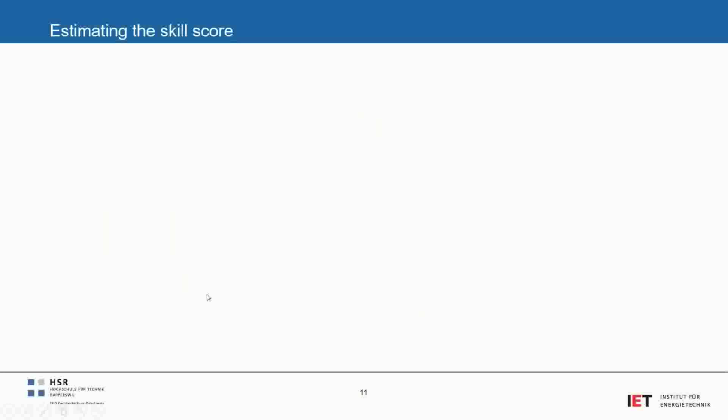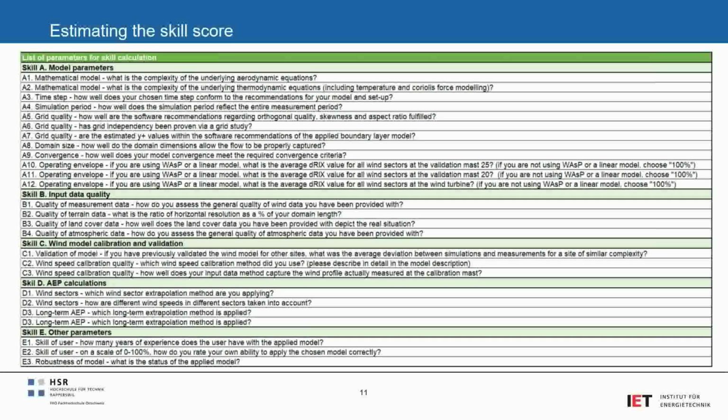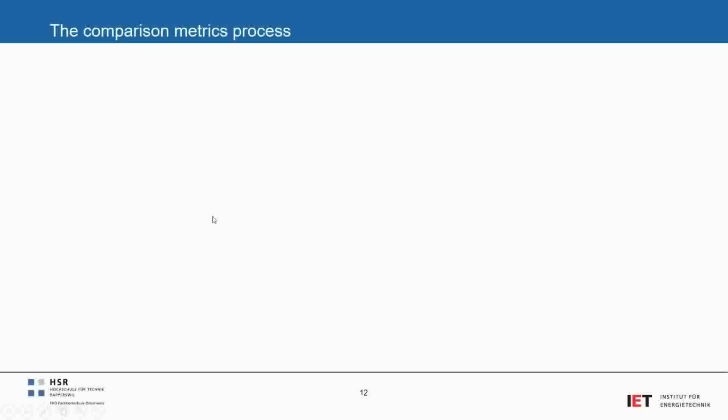Just to give you an idea, you're not supposed to be seeing all these values, but about the parameters that you are asked to score. You get questions like, what is the complexity of the aerodynamic equations? You give it a score from 0 to 100. There are things related to the model, the input data, the calibration method, the energy calculations, and also the skill of the user. These are all then added up and weighted into an overall skill score estimation. You can see more on the website link if you're interested.